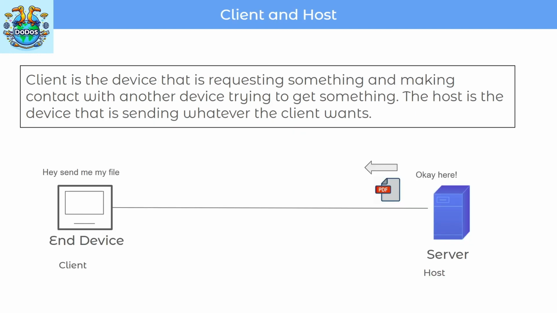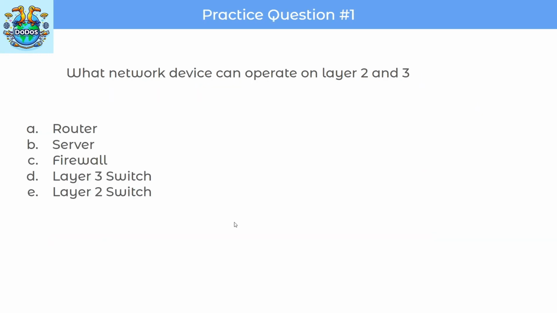So now we have to think about client and host relationships, which is what we just talked about. The client is the device that's requesting something and making contact with another device. So say an end device is like, hey, give me that file. And then the host is what sends the client what it wants, right? So it's like, okay, here's the file. And the PDF goes to the end device, and they're both happy.